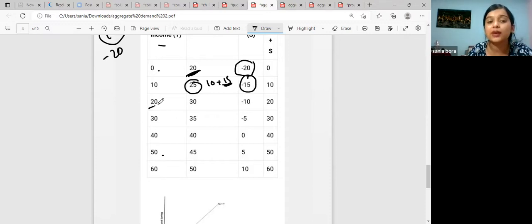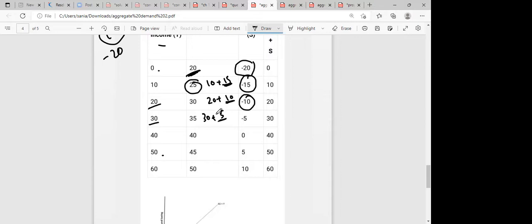Then again your income becomes 20, but you are consuming 30. So you have 20 rupees. How much extra do you want? 10. From where will you get that 10? From your savings. Then 30. Now you are consuming 35. So 30 you already have, but how much extra do you want? 5. So from where will you get that 5? From your savings.